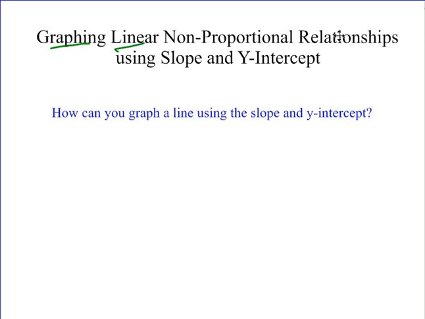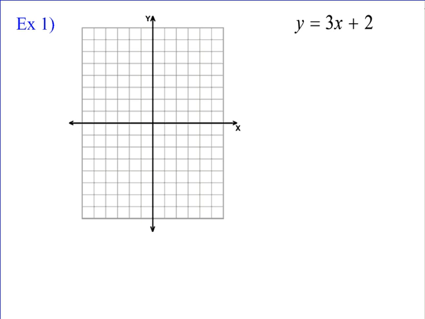A non-proportional relationship is a line that does not go through the origin. In other words, we're going to have a y-intercept. And what we're going to do is learn how to graph using that slope and y-intercept as opposed to making a table of values. So our essential question, how can you graph a line using the slope and y-intercept, hopefully should become very clear after the first example.